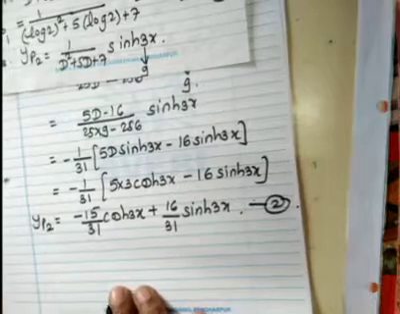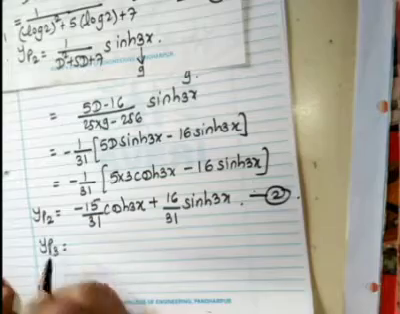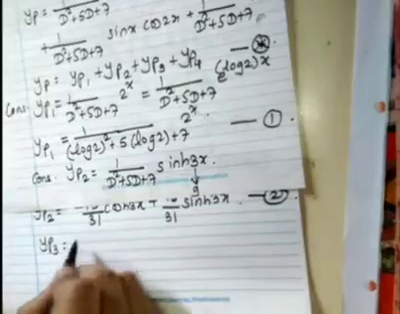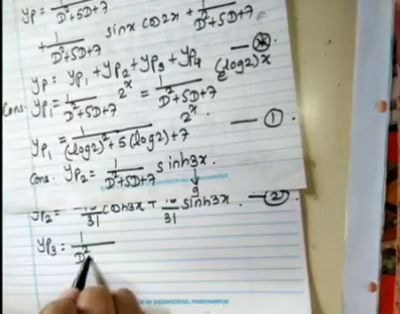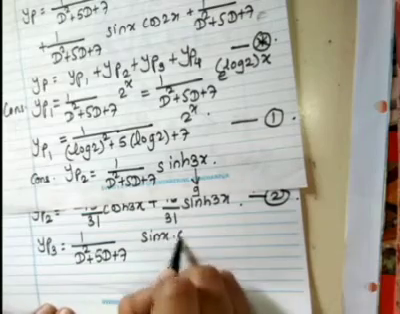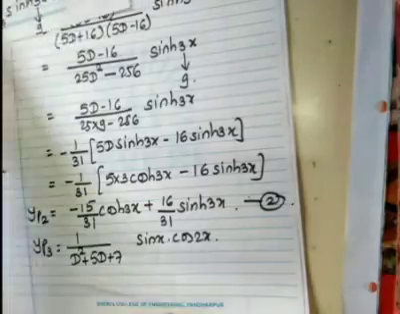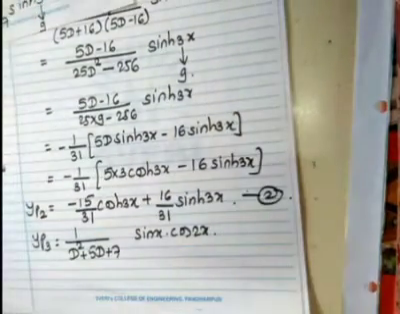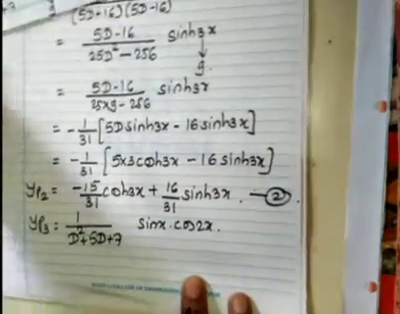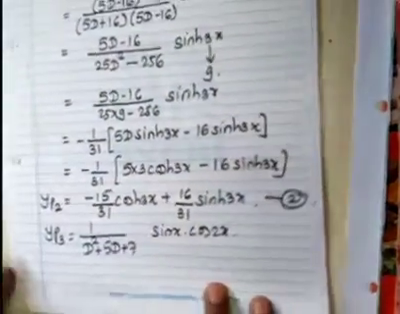Okay, we'll go to the next, that is yp3. This is your yp3: 1 upon d square plus 5d plus 7 of sin x into cos 2x. Okay, how to solve? Now there is sin, cos, but they are in multiplication. We cannot solve in multiplication. We can separate in addition, subtraction, right? So what should we do?